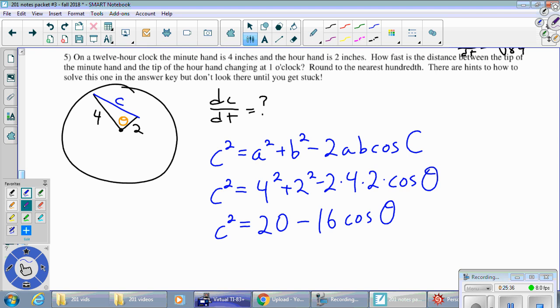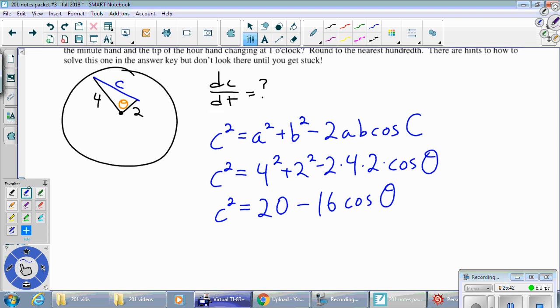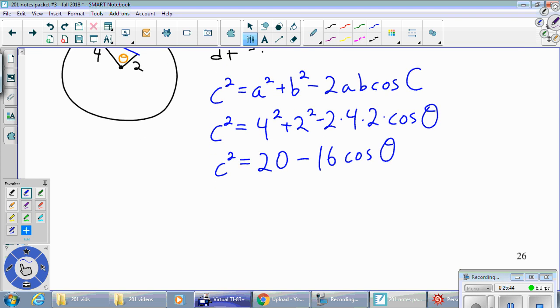So that right there is an equation that relates C, the thing we want, to theta, the thing that I'm really not sure why it's labeled, other than the fact that I've done this problem before. But anyway, we've got an equation, and let's go ahead and take a derivative of it.